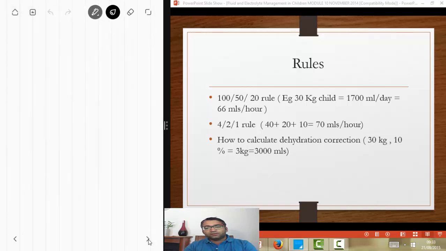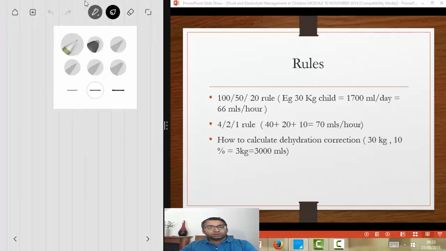Very often we just talked about the maintenance fluid. This is, for example, if a child is admitted for surgery and needs to go nil by mouth, that's the sort of situation you would write maintenance fluid up for. Now let's assume a child is coming in with dehydration. How do you calculate percentage dehydration, and how do you correct for dehydration? Let's try and figure this out with a simple example.